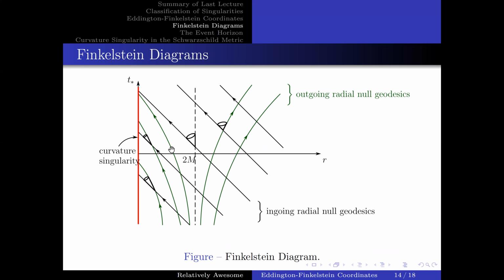At r equals 2m, a null geodesic allows for light to orbit the black hole in a circular motion. And at r less than or equal to 2m, all time-like geodesics head towards a singularity.